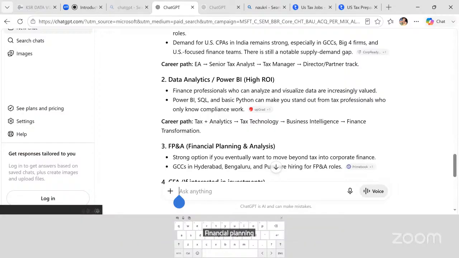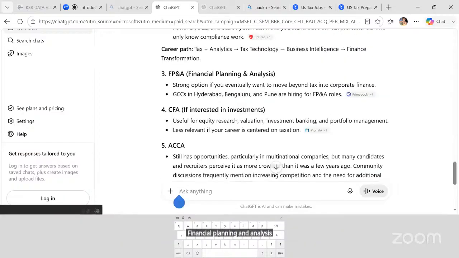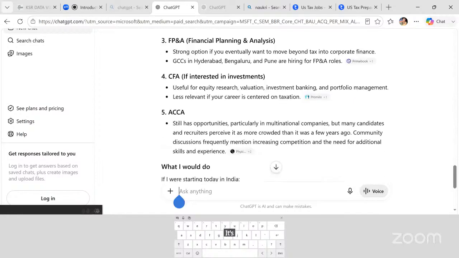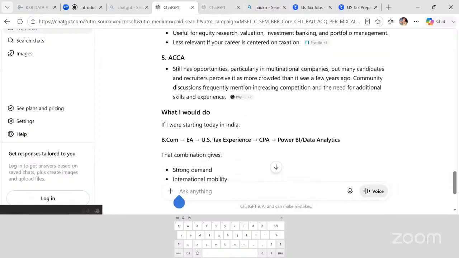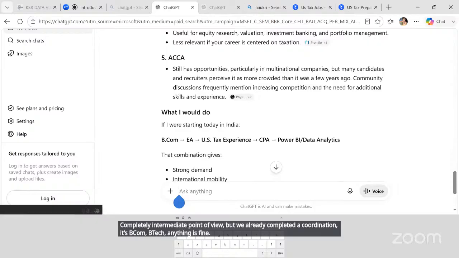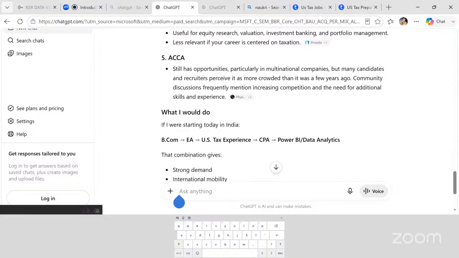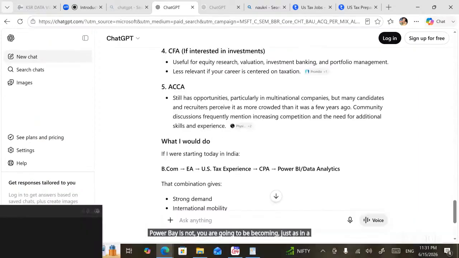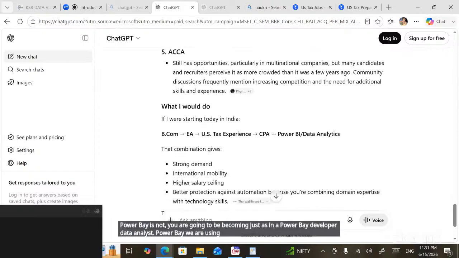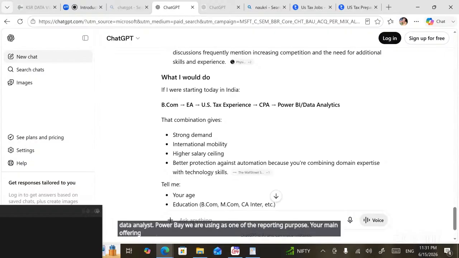Financial planning and analysis. CFA, it's investment related. Completely, from an intermediate point of view, BCom, but we already completed graduation. It's BCom, BTech, anything is fine. See, where BCom and where we are entering again into data analytics, but with the domain knowledge, huge packages. You are not going to become just a Power BI developer or data analyst. Power BI we are using as one of the reporting tools. Your main opening will be tax analyst, tax reporting analyst.